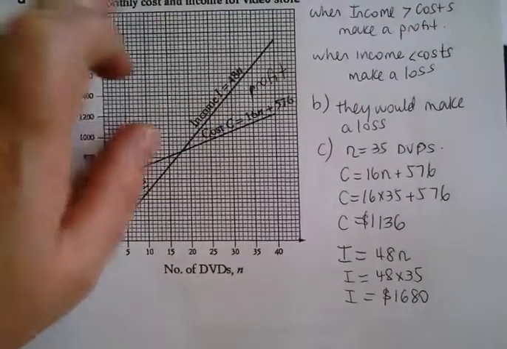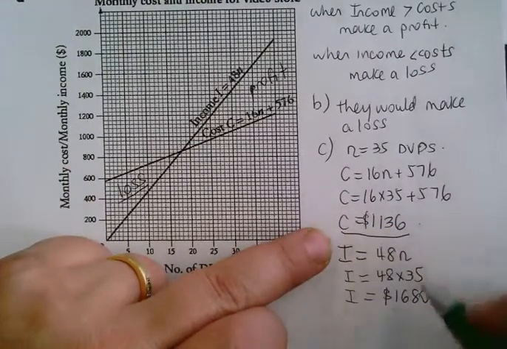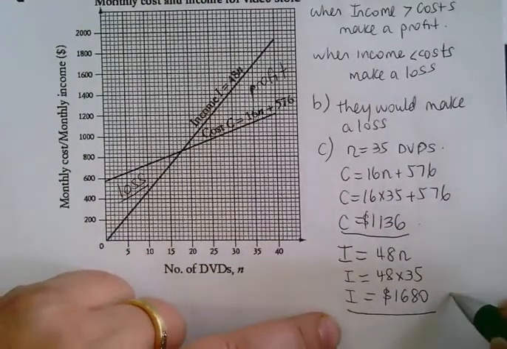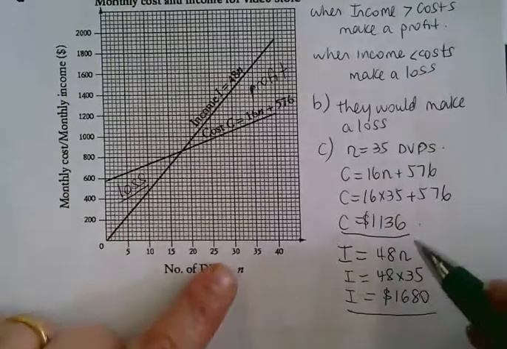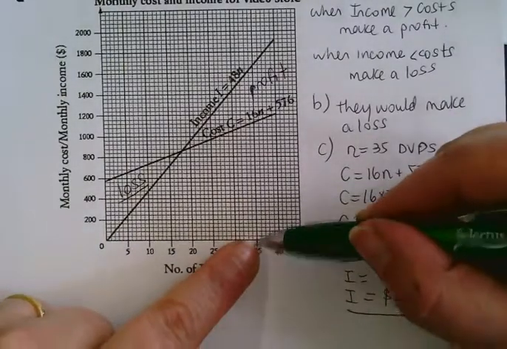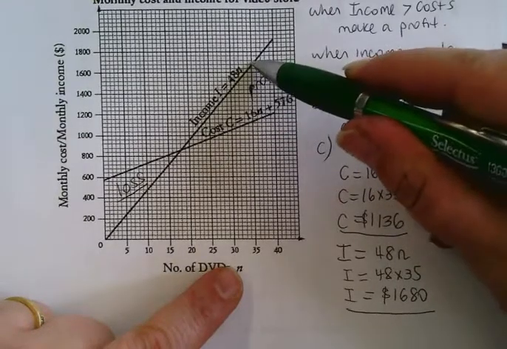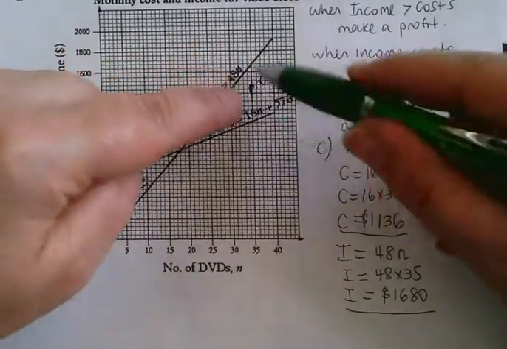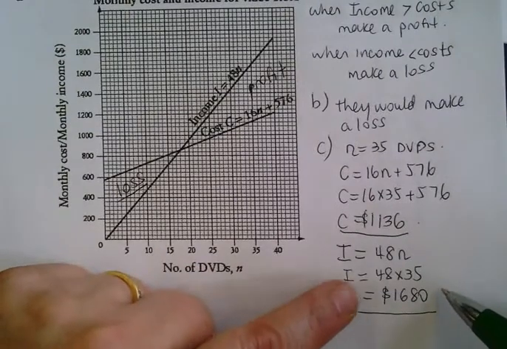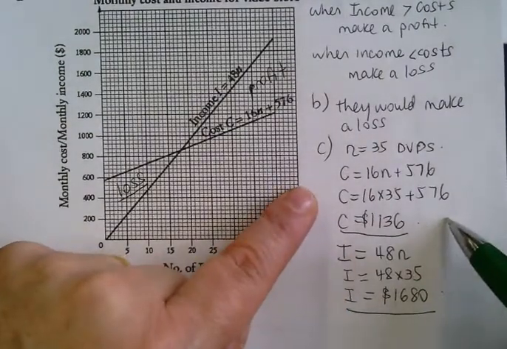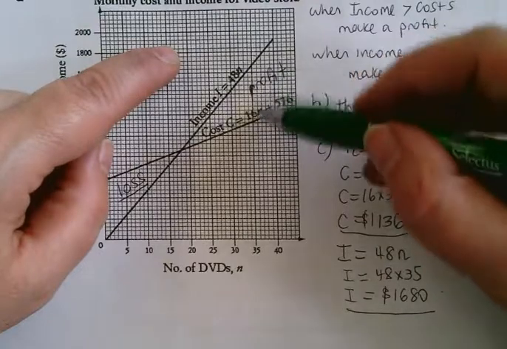Cost of purchasing 35 DVDs is 1,136, and the income earned from these is 1,680. If we look at our graph, 35 DVDs, it's a bit hard to read off to get an exact answer, but you can see you're definitely making a profit there, because there's more income than cost. All right, this is in the profit zone here.